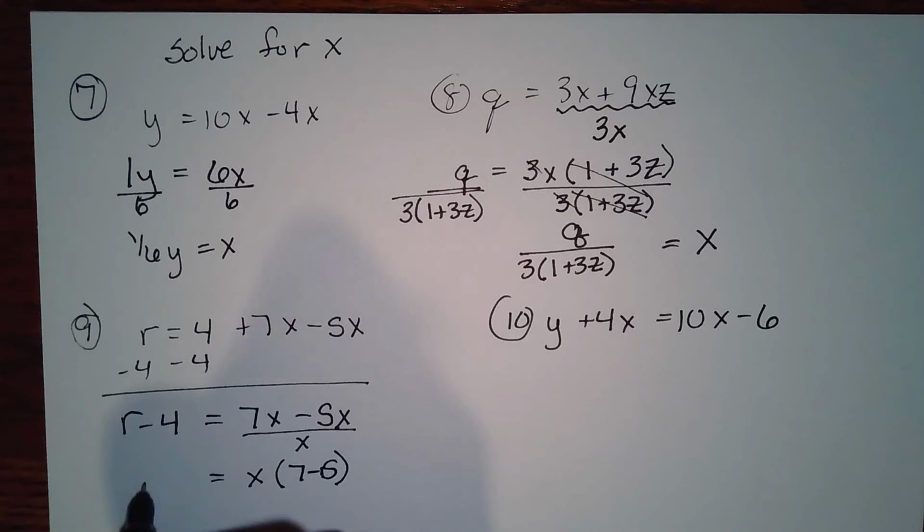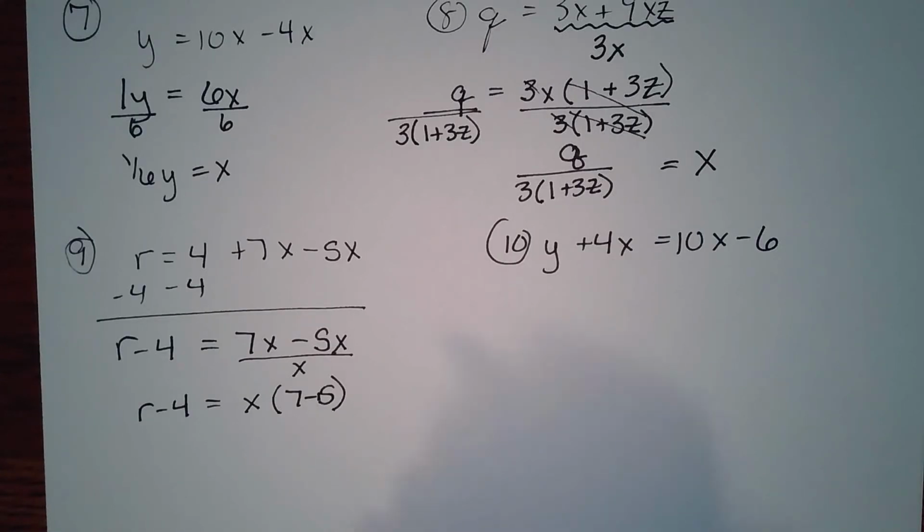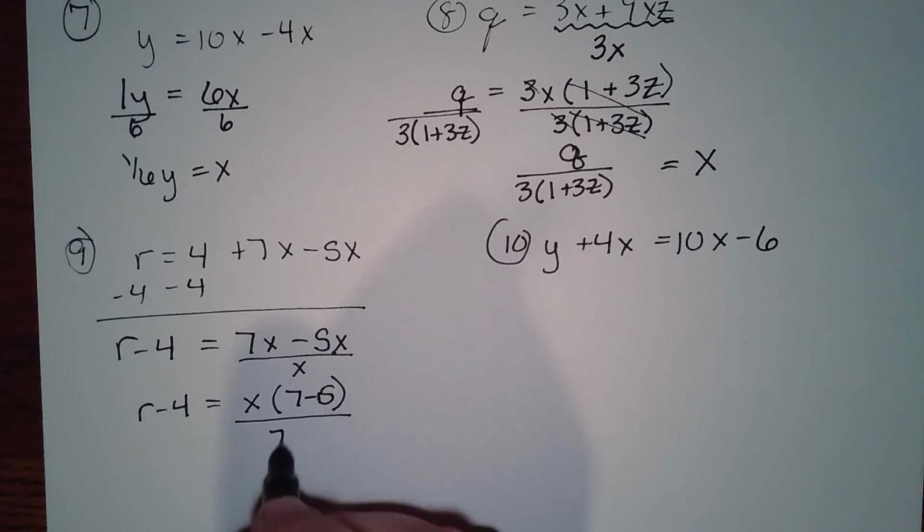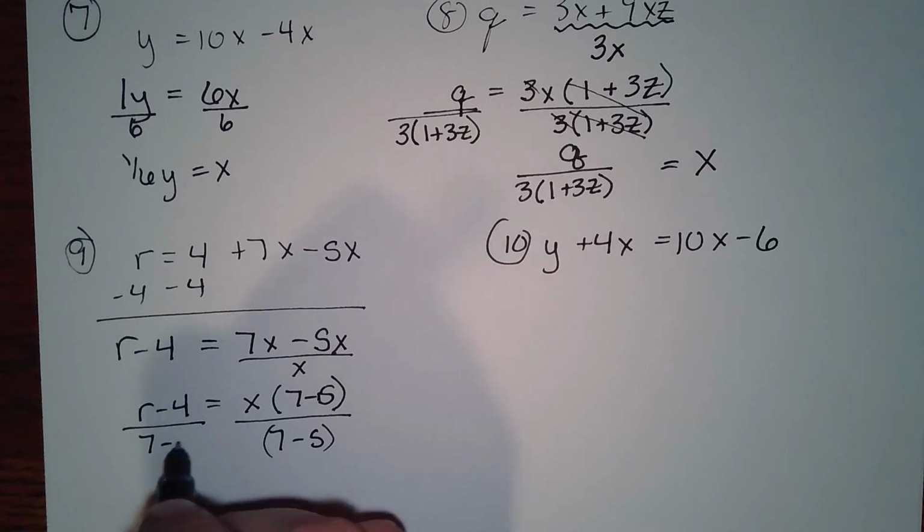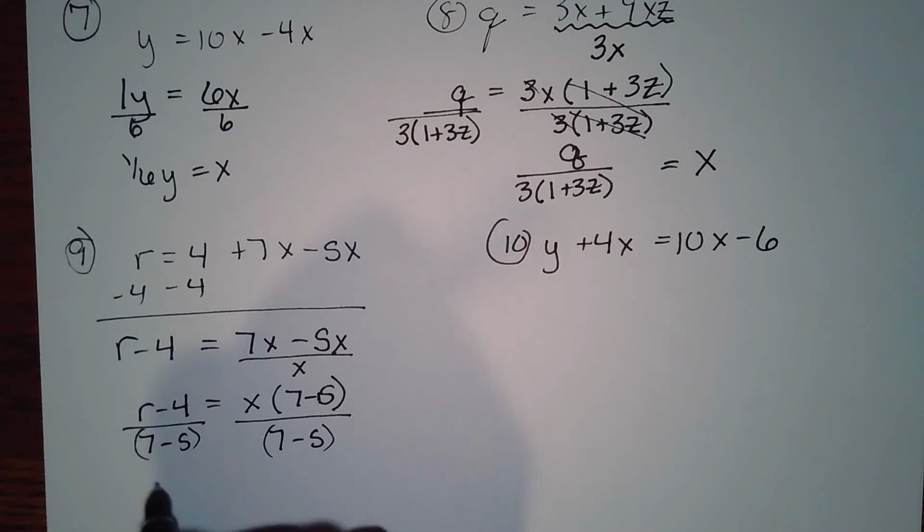And I'm going to recopy the left side here. Now, to finish this, all you have to do is divide by what they have in common. So they both have a 7 minus s. So your answer is r minus 4 over 7 minus s equals x.